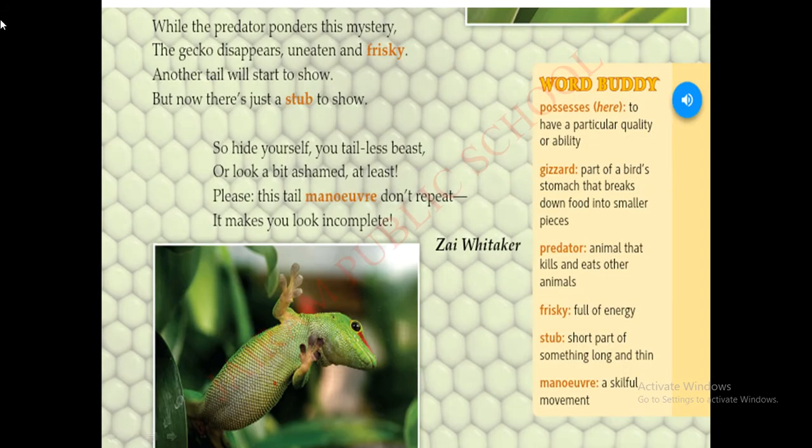Next, go to the stanza of third one. While the predator ponders this mystery, the gecko disappears uneaten and frisky. Another tail will start to show, but now there is just a stub to show.